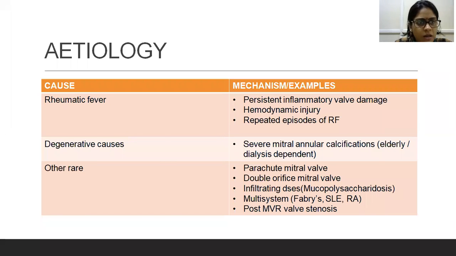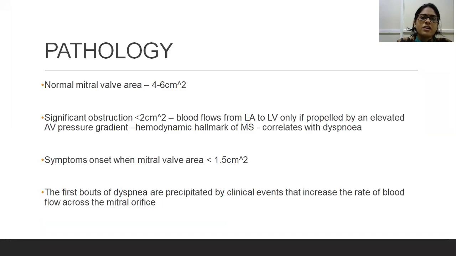This is the etiology. Coming next to the pathology. Your normal mitral valve area is 4 to 6 centimeters square. Okay.